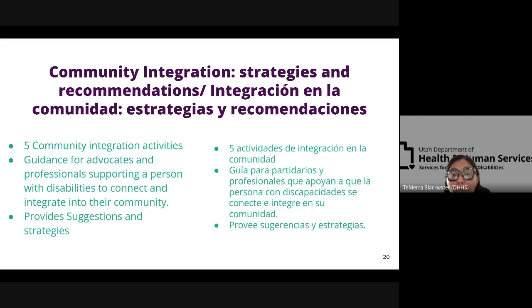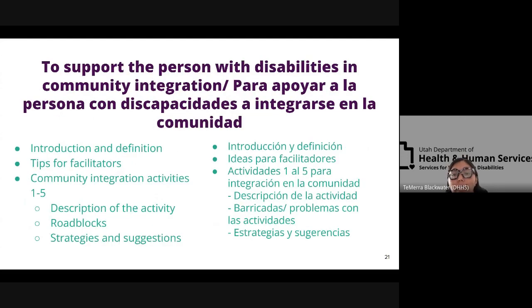Next slide. So let's take a closer look at the community integration document. It begins with a brief introduction of the document to support team members, advocates, and other professionals who are supporting a person with disability and connecting them to the community. So a definition list was created to provide context and common language for anyone who may not be familiar with community integration. The definition list includes words like community, natural supports, and informed choice.